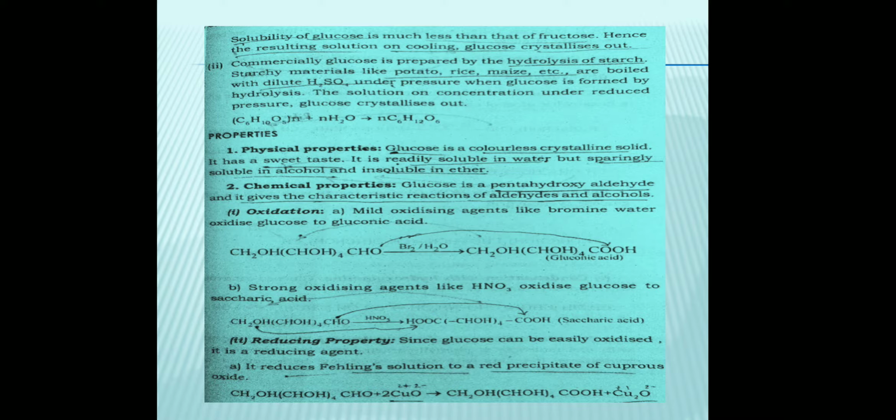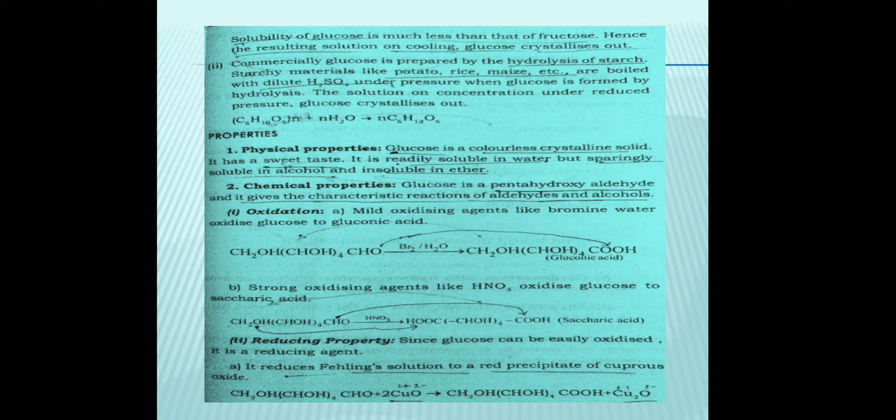First one is oxidation. On mild oxidation with bromine water, glucose gives gluconic acid. Only the CHO group at one end is oxidized to COOH, which is gluconic acid. On strong oxidation with nitric acid, glucose gives saccharic acid. Here, both the CH2OH as well as the CHO group at the two ends will be oxidized to COOH.